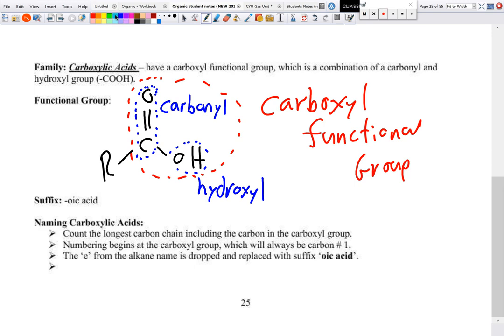no second guessing where carbon 1 is, because we are going to count our longest continuous carbon chain, including the carboxyl functional group, obviously. And this is the important one here. Numbering begins at the carboxyl group, and that is carbon 1 every single time. Now, how we name it: we drop the E from the alkane name and add the suffix oic acid.